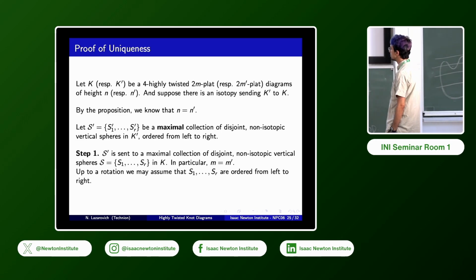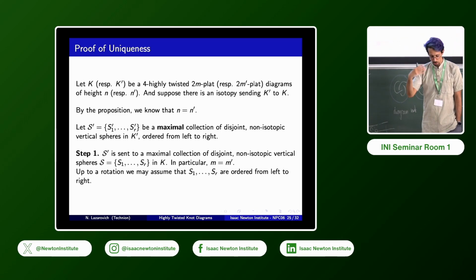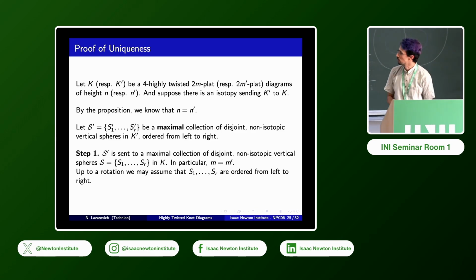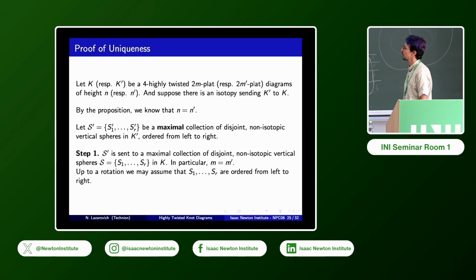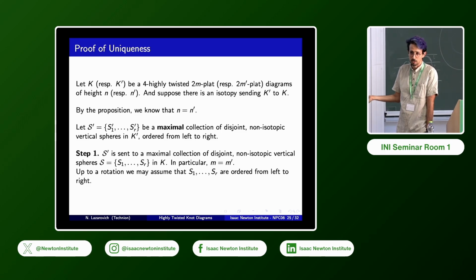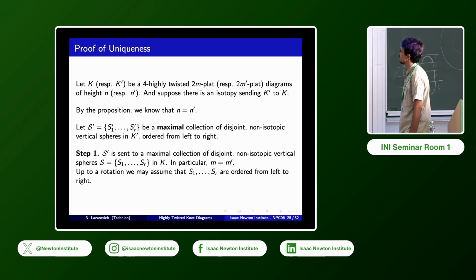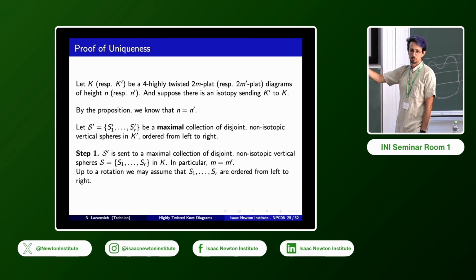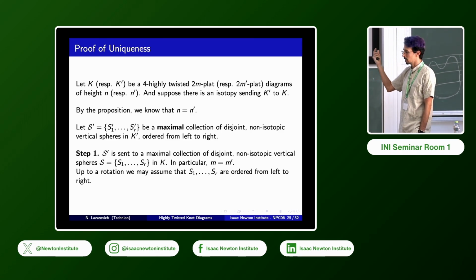Okay, so the first step is you send it to the new knot. You use the arguments that we saw to say, okay, it's isotopic to a collection of vertical spheres. Even if the first one you arrange in whatever way you like, this new one you don't know much about. You just know it is a maximal collection of vertical spheres. And maybe up to a rotation, you can assume that they're ordered from left to right, right? So this is where we eat up one of the symmetries that we're allowed to use.